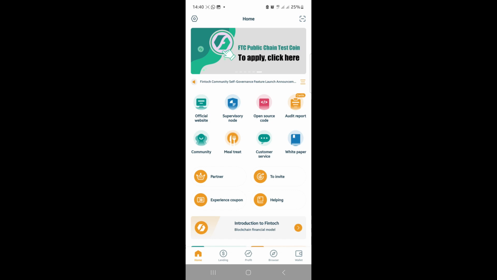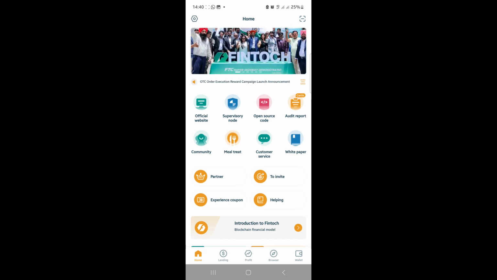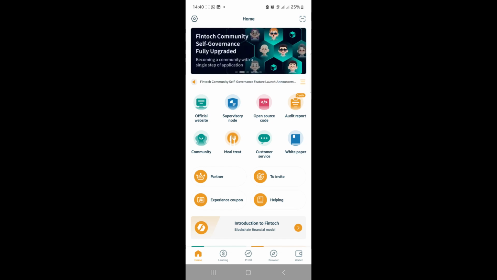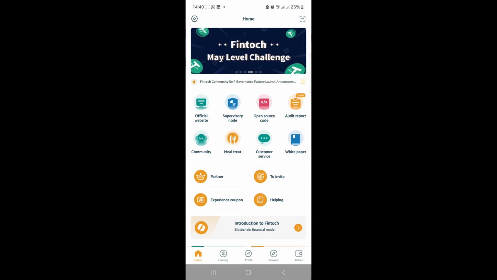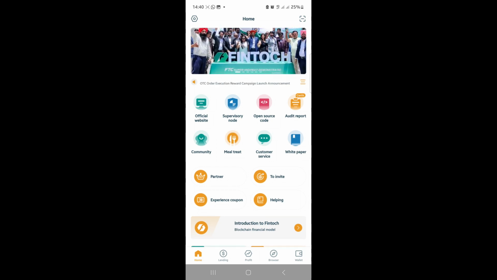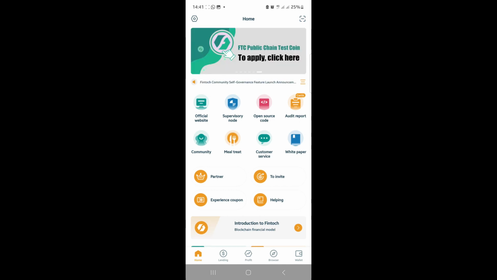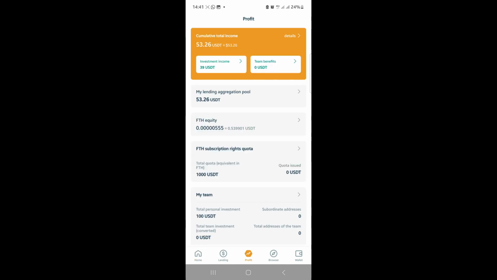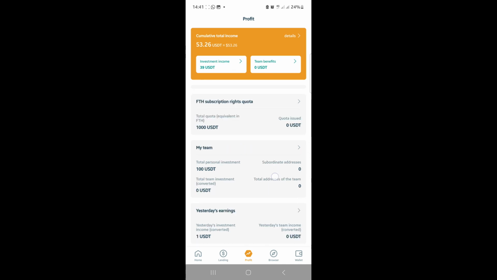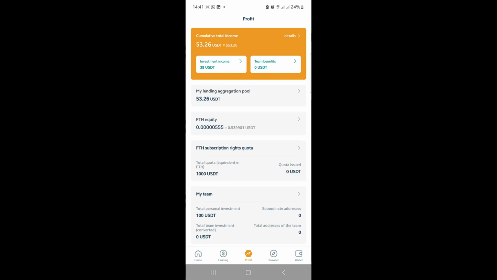Today I'm going to discuss this project called Fintoch. I will be touching on the status of my account in the Fintoch project, where I am now, how the project works, and some other things. As you can see where I tap, this is my status. Up to date, I've made 53.26 US dollars, and my investment capital is only 100 US dollars.